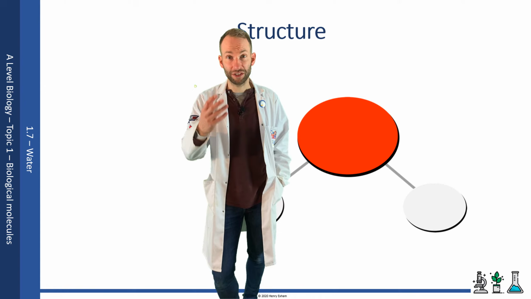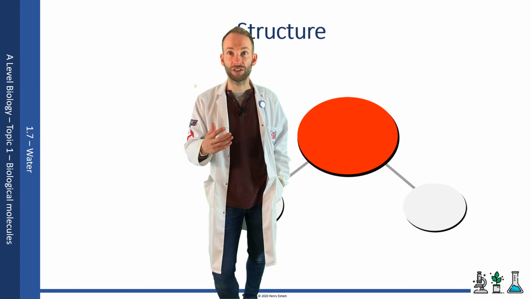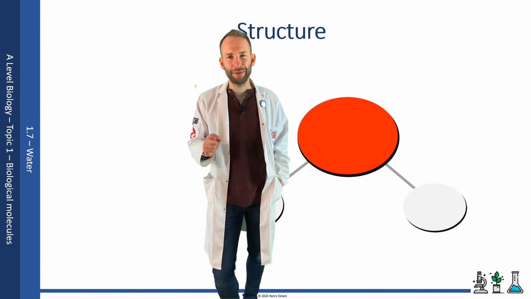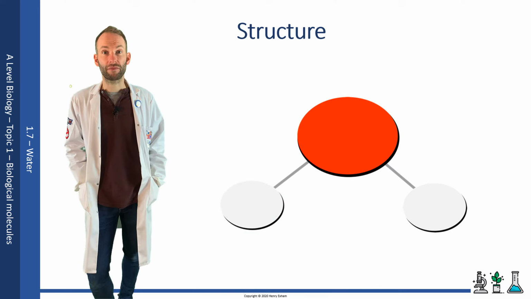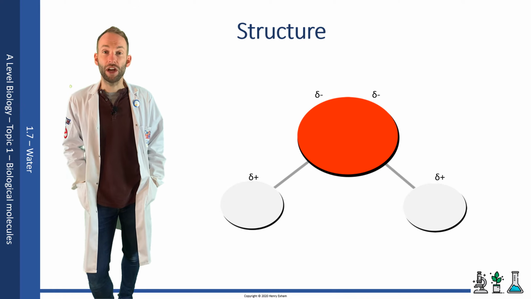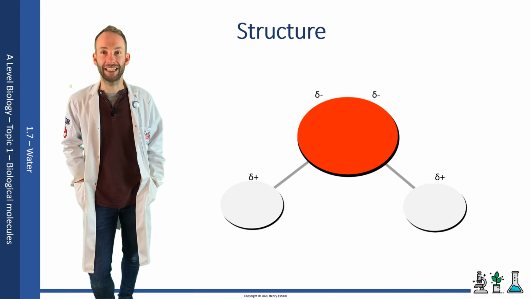H2O, so simple, two hydrogens and an oxygen. But due to the arrangement of the electrons, water is what we call a polar molecule. It means it's slightly charged. The oxygen is a little bit negative and the hydrogen is a little bit positive. And we show this using the symbol delta. So we've got the delta negative on the oxygen and the delta positives on the hydrogen.